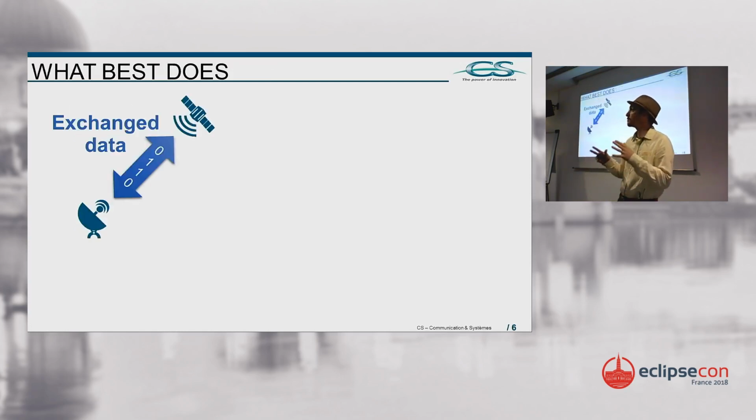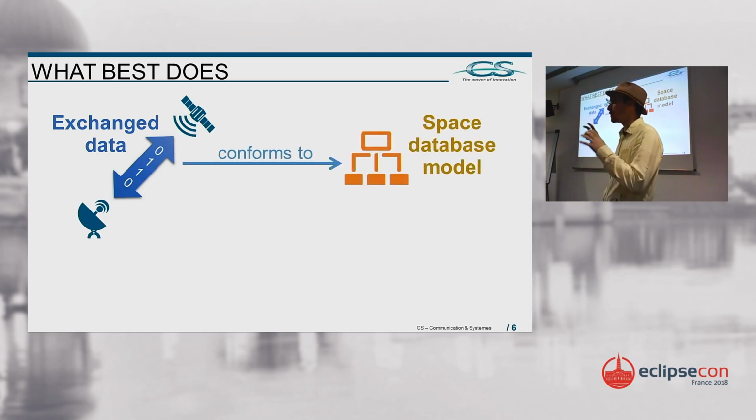So where does BEST fit in the space domain? There is data exchange between the satellite and the ground. And this data, this stream of bits, has to conform to a given structure. This is what the space database model is for. It describes the structure of the bytes that are exchanged.